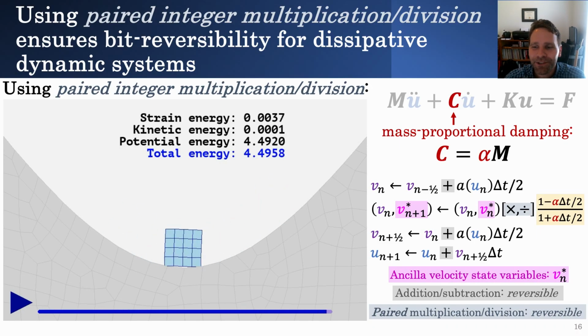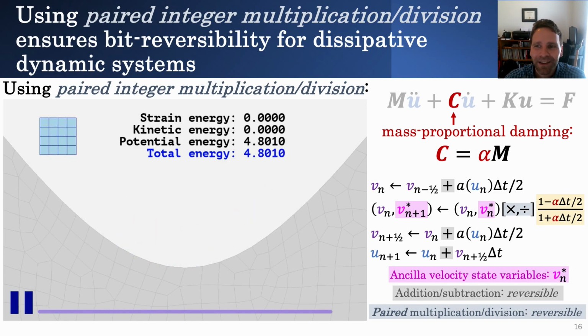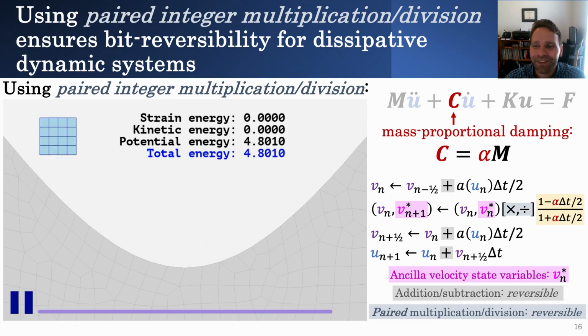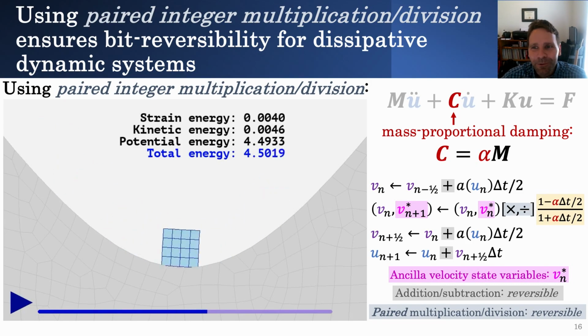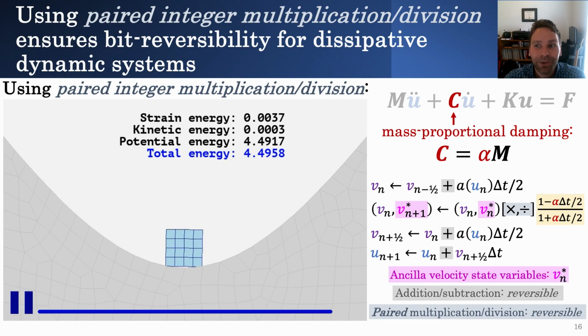Now, if we track all of that extra information in these ancillary velocity variables going forward in time, then when we reverse the operations going backwards in time, basically flipping the sign of these addition operators to become minus signs and flipping the order of this multiplication and division sign, that's really the only thing we have to change to go backwards. It turns out that we do exactly reconstruct the original solution from the forward in time problem. And we get back the exact original total energy, and we go back to the exact original configuration of the system. Kind of miraculous and kind of hard to believe that this even works.